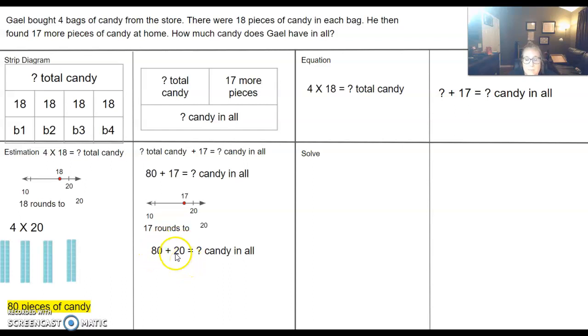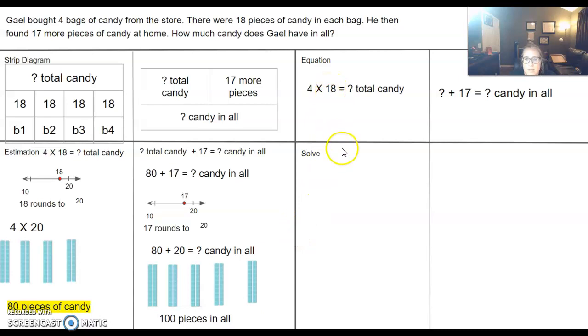And again, I'm going to use base 10 blocks to help me. So there's my 80, and here's 20 more. And if I just count by 10s, I can figure it out. 10, 20, 30, 40, 50, 60, 70, 80, 90, 100. So I know that Gael has about 100 pieces of candy in all. That's my estimation. So let's actually solve it.